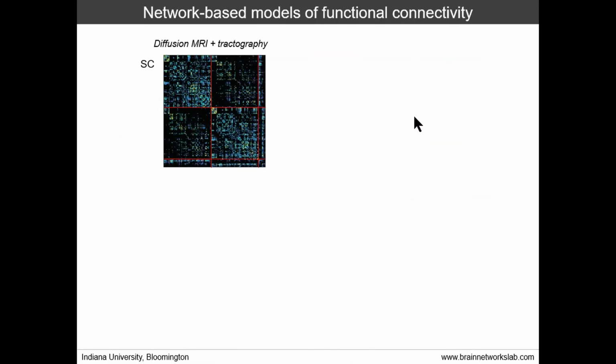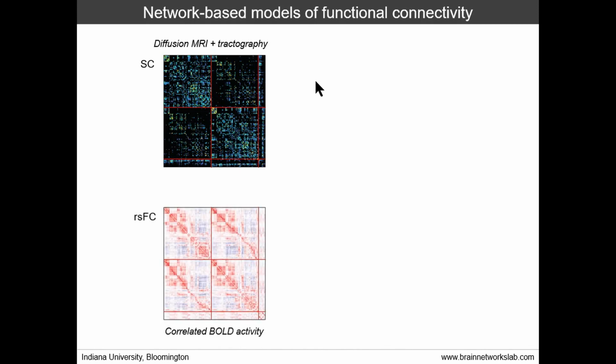So how do we model this? How do we go about modeling structure-function relationships? There are many ways, but I'm going to focus on one, and it works like this. So here's our structural connectivity matrix. We get it from maybe diffusion MRI plus tractography. And the bottom is the functional connectivity matrix, the set of all the correlated BOLD activity.